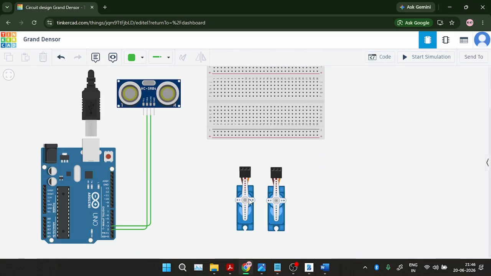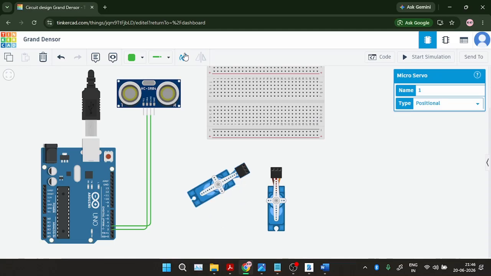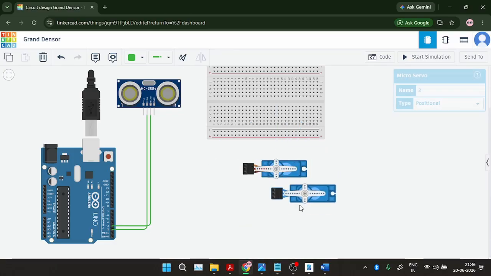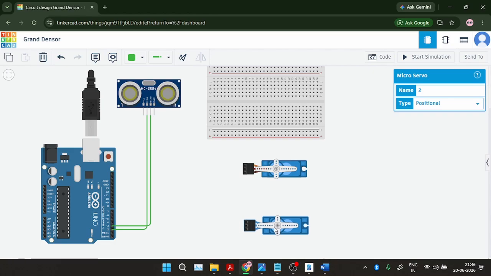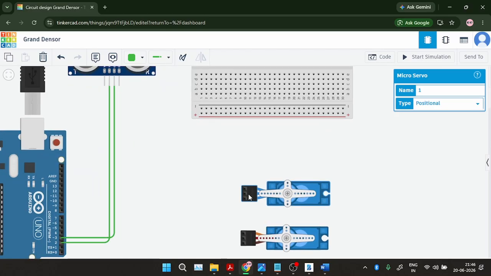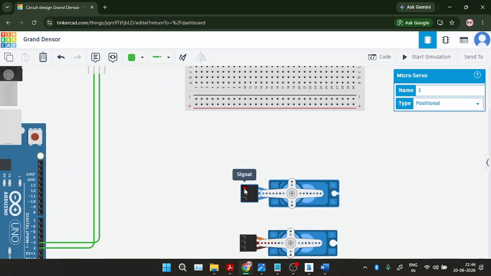It's not that this pin has to be connected to this servo motor. It's your wish. You can connect whichever motor you want to the servo motor. You just need to place this. The only thing you have to remember is, when you are going to connect it, be careful. You need to connect those to the signal pins.